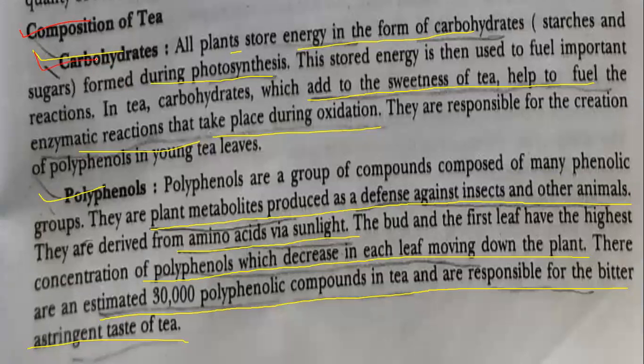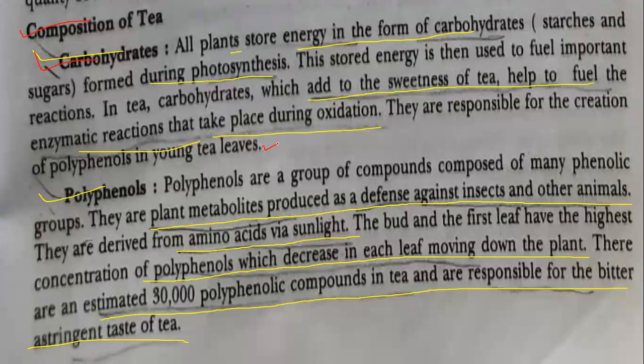Carbohydrates are there. As we know, plants store their energy in the form of carbohydrates, that is starches and sugar, formed during photosynthesis. This stored energy is then used to fuel important reactions. In tea, carbohydrates which add to the sweetness of the tea help to fuel the enzymatic reactions that take place during the oxidation. They are responsible for the creation of polyphenols in young leaves.